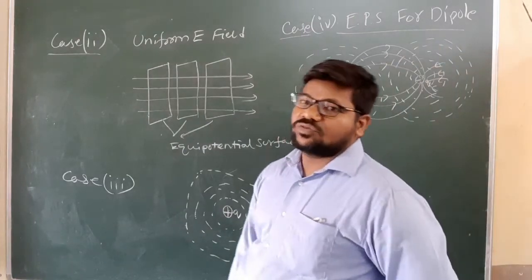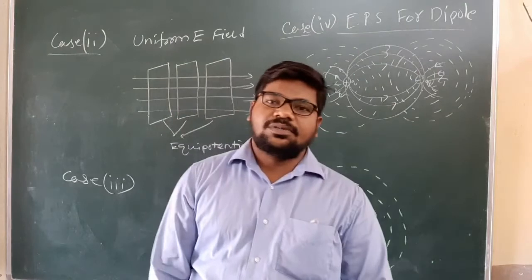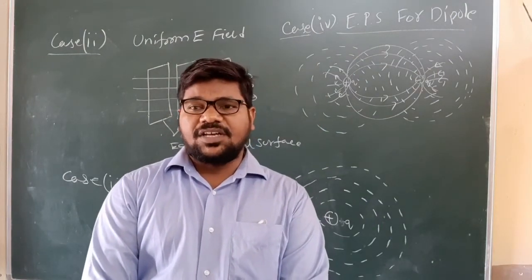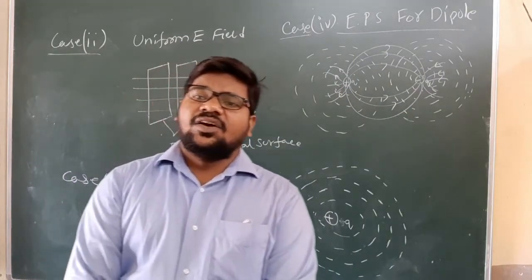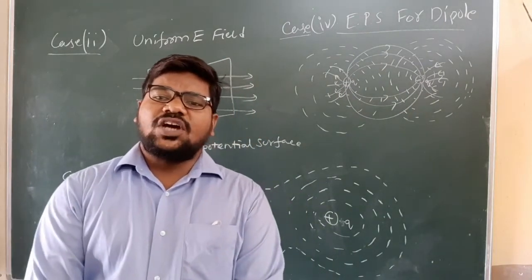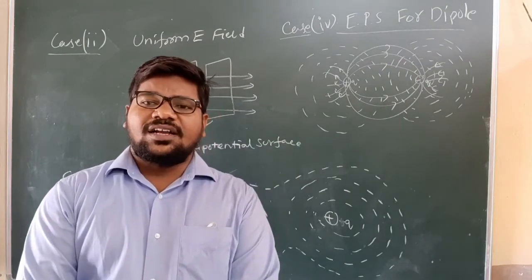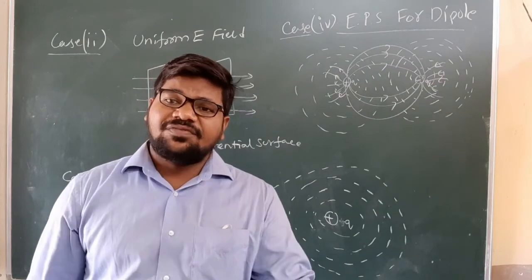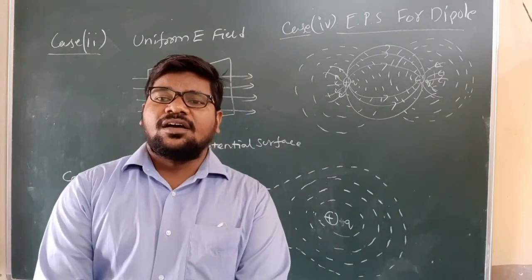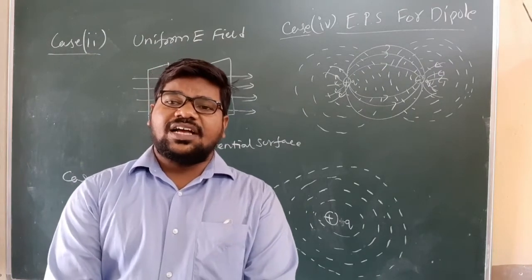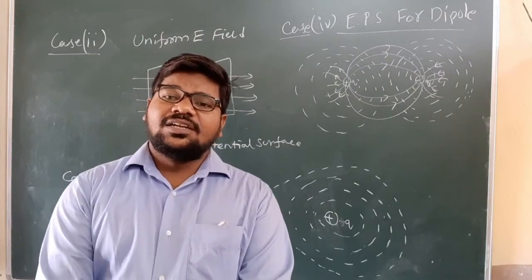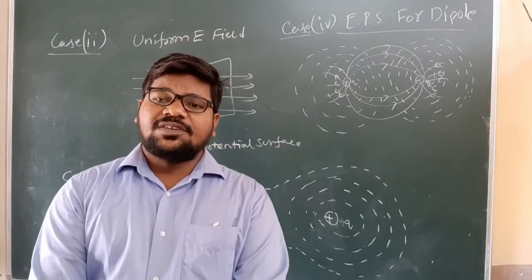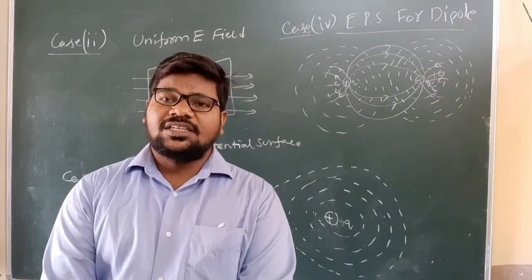Okay, these diagrams are in the NCERT textbook. Electric field is always perpendicular to an equipotential surface, and as a result, work done in moving a charge between two points on an equipotential surface is zero. Very, very important. Okay, it's clear, my children.